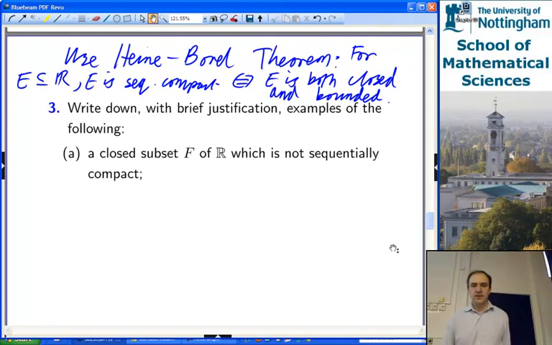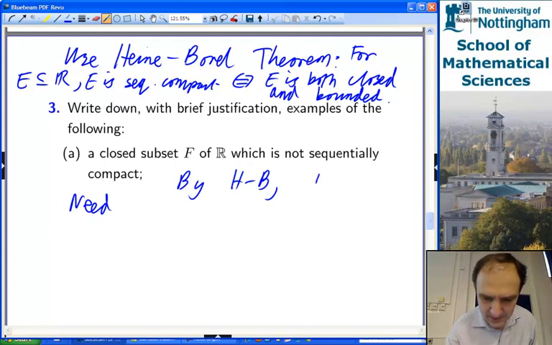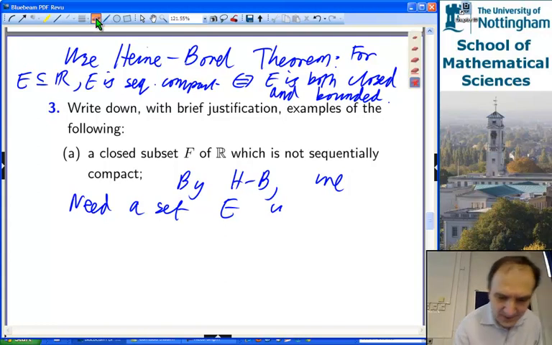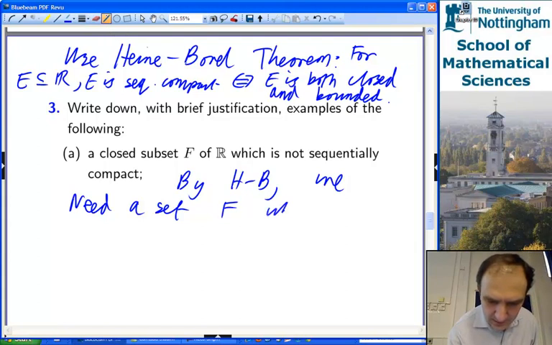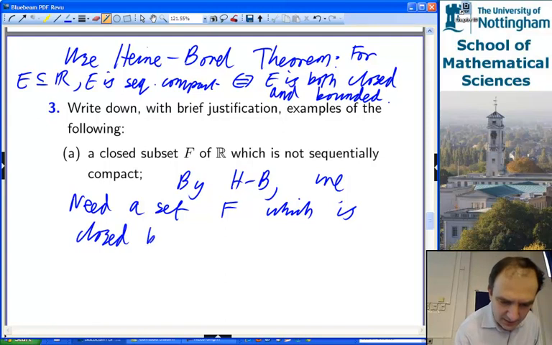So now when we look at A, you're asked for a closed set which is not sequentially compact, then it better not be bounded, because otherwise it will be. So we need a set which is closed but not bounded. So by Heine-Borel, we need a set F. Closed but not bounded.